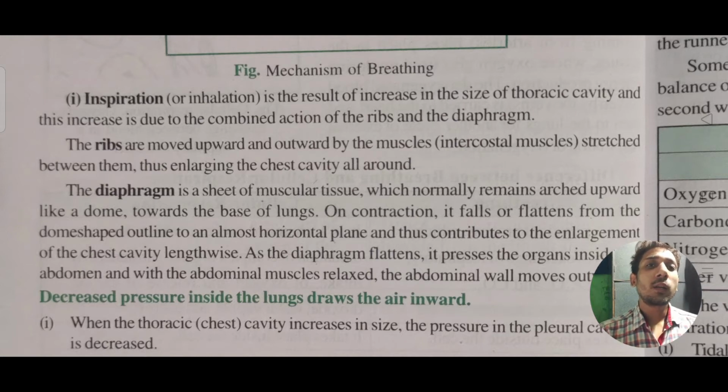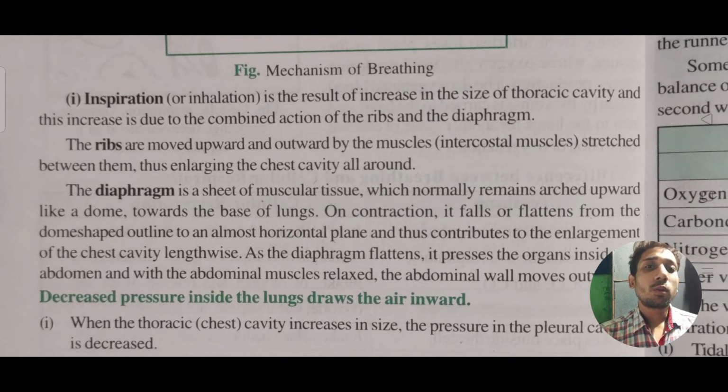Then what are the ribs? The ribs are moved upward and outward by the muscles stretched between them, thus enlarging the chest cavity all around. It means the reason our chest cavity starts to enlarge is that whenever we inhale the air, our ribs move upward and outward by the muscles, and the muscles present in our ribs, the intercostal muscles, are very good at stretching.